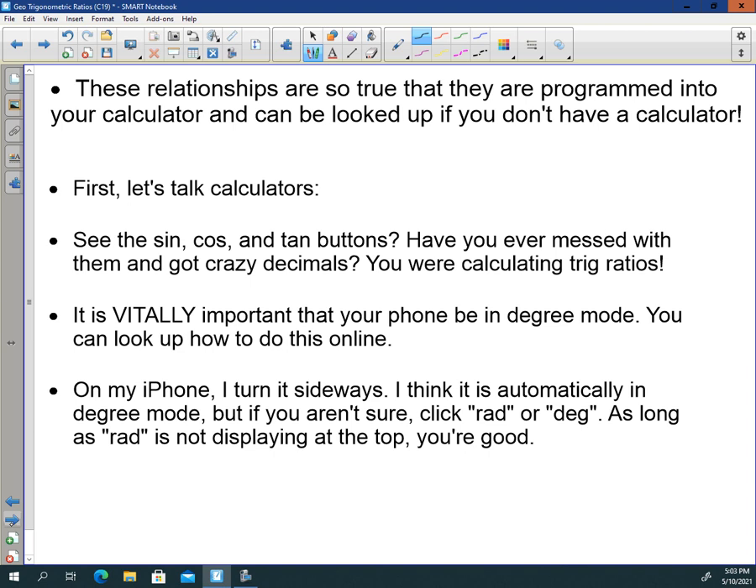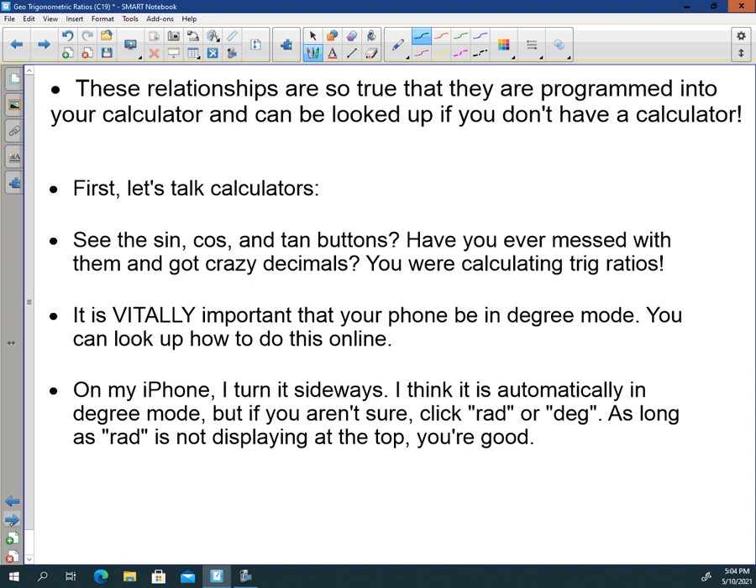Right. So now that we've talked about that, these relationships, trigonometric ratios, are so true that they're programmed into your calculator and can be looked up even if you don't have a calculator, because there are lists of them. So first, let's talk about calculators. When you get your calculator out, you're going to see a sin, cos, and tan button, and I bet you've messed with it before and got some crazy weird decimals, but what you didn't realize was that you were calculating trigonometric ratios. That's what those buttons do.